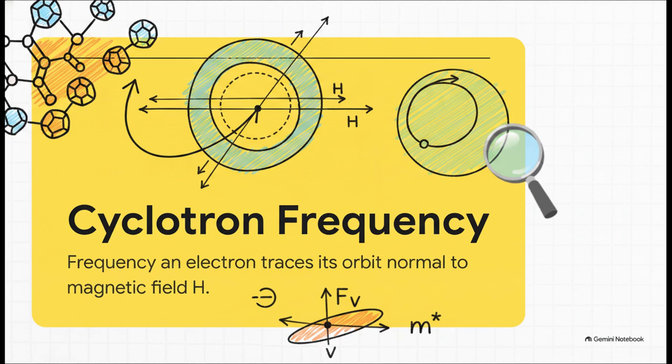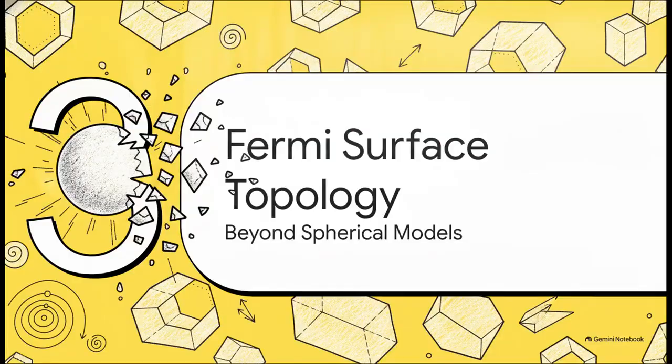And the frequency of that orbit, the cyclotron frequency, omega sub c, is intrinsically tied to the applied field H and, crucially, the effective cyclotron mass, M star. Remember, this isn't just a free electron in a vacuum. That effective mass perfectly accounts for the periodic lattice potential the electron experiences on that specific orbital plane. Section 3. Fermi surface topology.